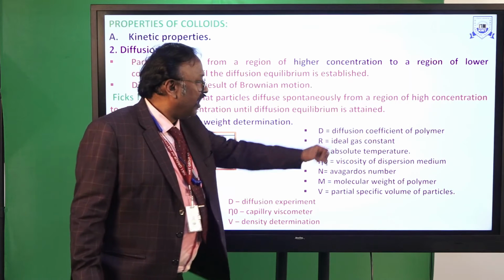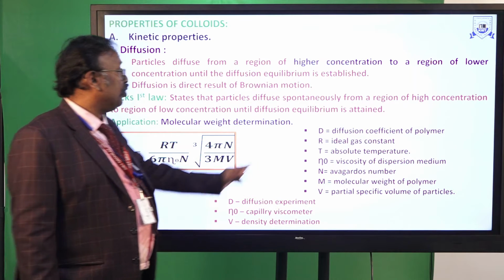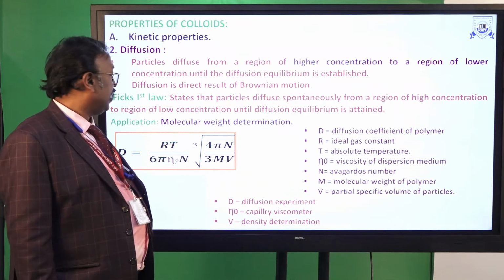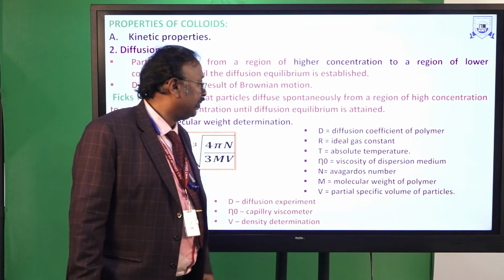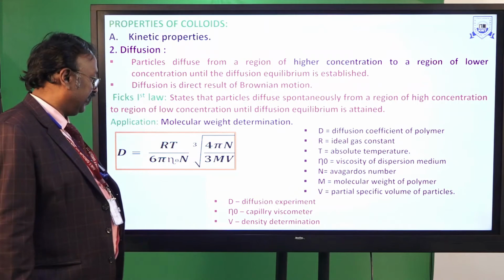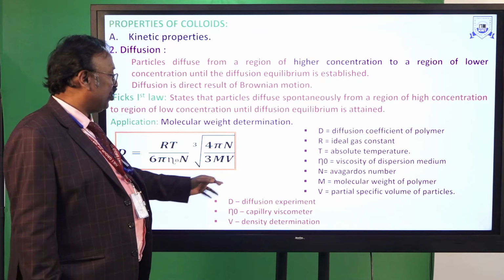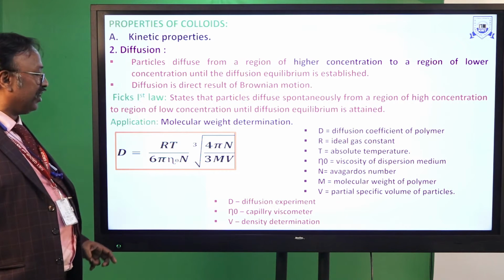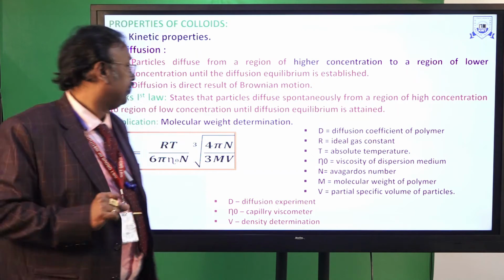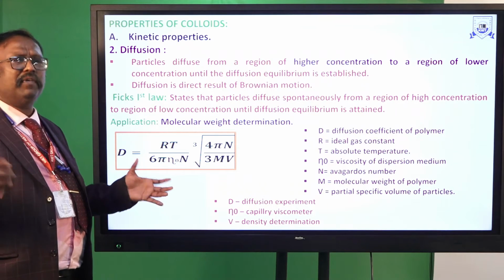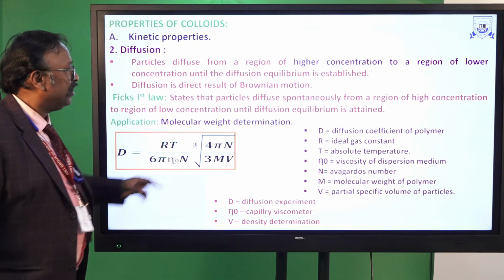R is the ideal gas constant, T is the absolute temperature, nu 0 is the viscosity of the dispersion medium, N is Avogadro's number, M is the molecular weight of polymer, and V is the partial specific volume of particle. D is determined by a diffusion experiment, nu 0 by a capillary viscometer, and V by density determination. By this equation we can determine the molecular weight. The molecular weight of a polymer or any substance can be determined by using this diffusion process.